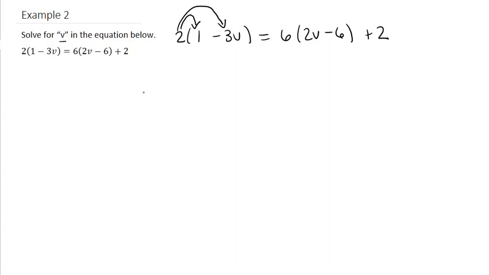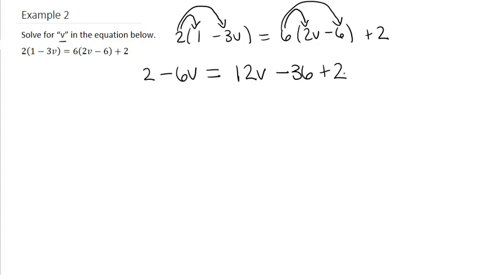So we have 2 times 1, so that's 2. Now 2 times negative 3v is minus 6v. And then therefore we've taken care of the left-hand side. So now we have an equal sign. Now we're going to need to multiply that 6 by the 2v and then the negative 6. So 6 times 2v is 12v. Now 6 times negative 6 is minus 36. And then we have just this plus 2.